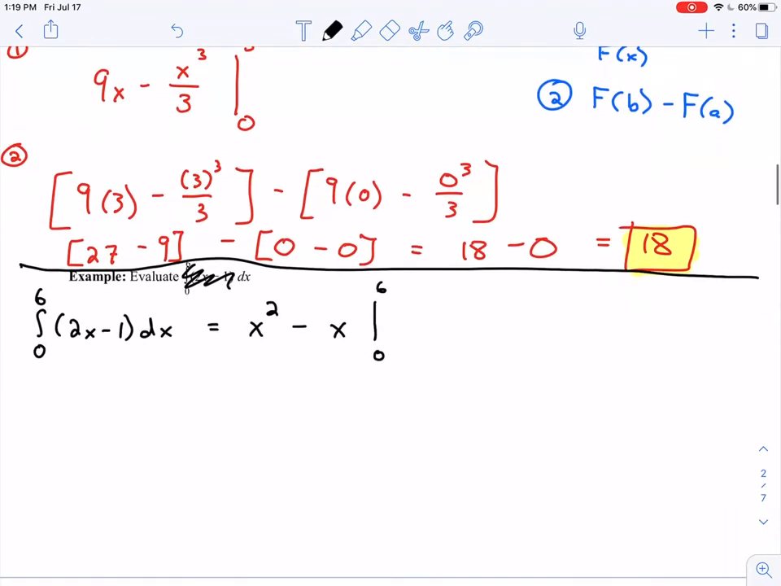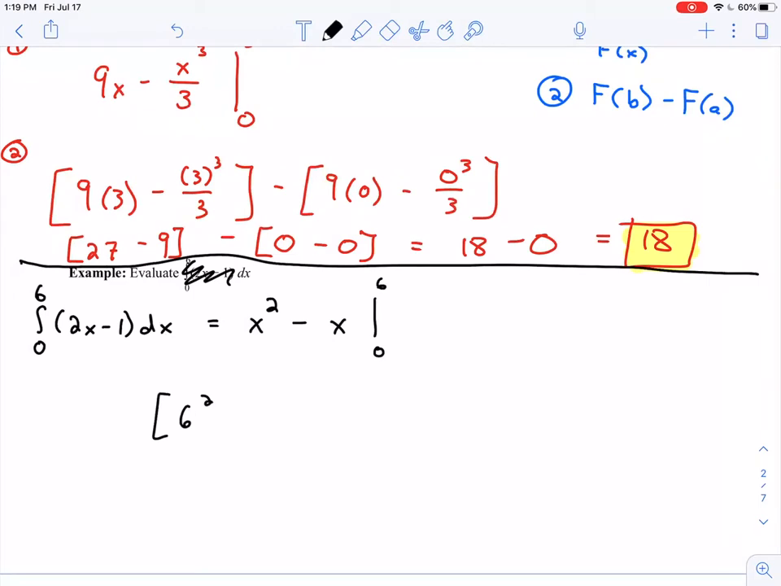So all right, what do we have here? We have 6 squared minus 6 minus 0 squared minus 0. If you want to, you could figure out this part first and then this part separately and then subtract the two. The order that you subtract them is important, but if you want to break this whole thing up into 2 or 3 steps just to make it easier to manage, then absolutely you can do that.